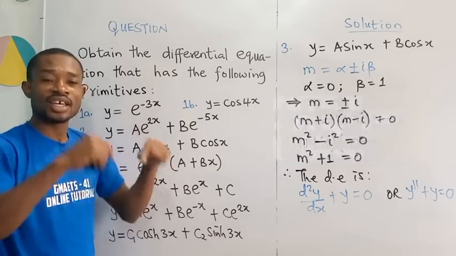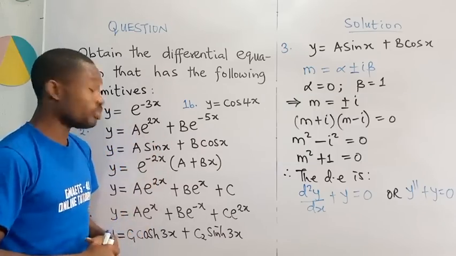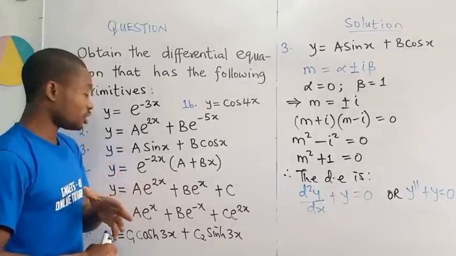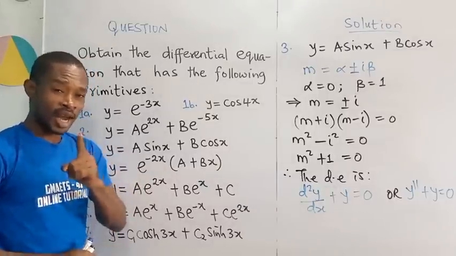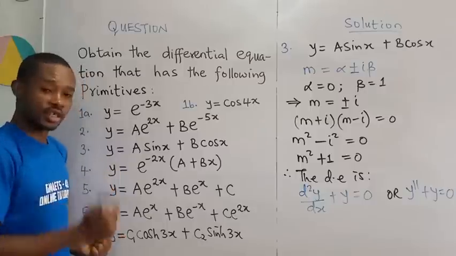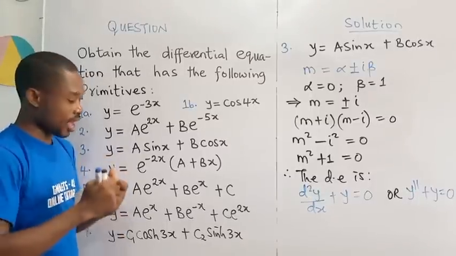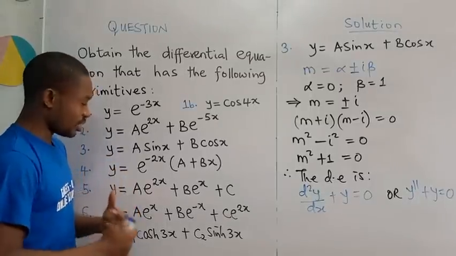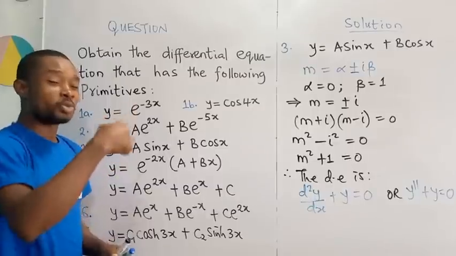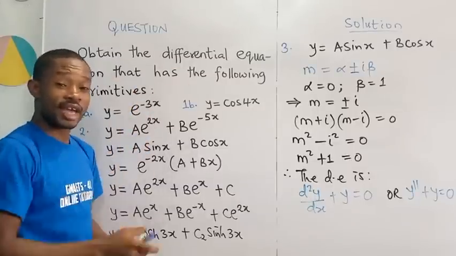Whatever answer you get, leave the answer in the comment box below this video. I'll be there to check whether you are correct or not. Question 5 and 6 are also the same. They are also the same in the way you handle them. The only difference is that in this case, the exponential term, the coefficient of x there is 0.